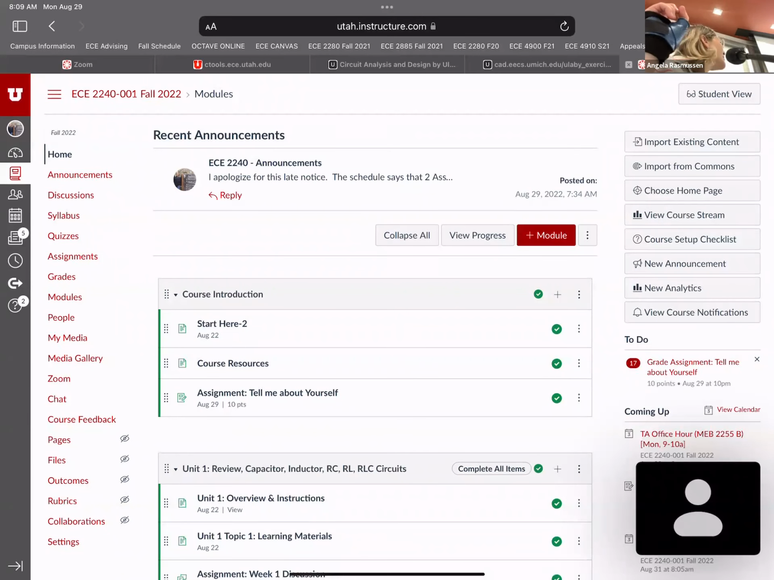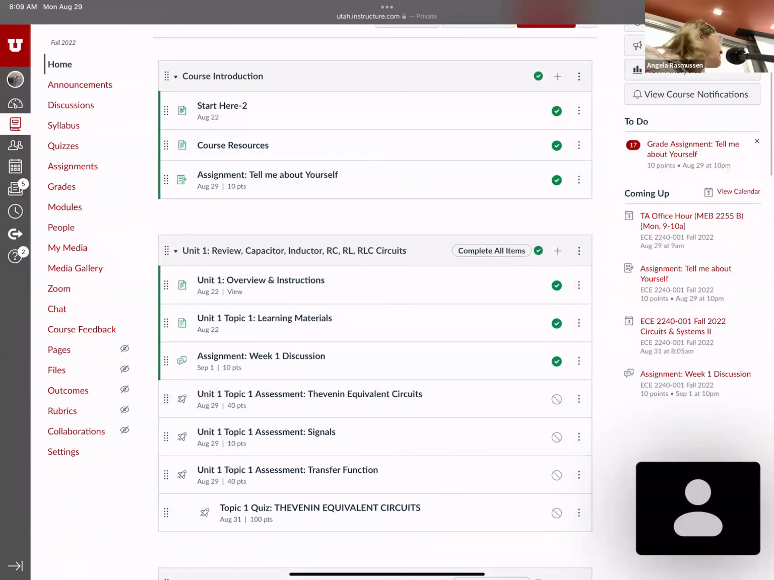When they're posted, they'll be published here, and you'll be able to see them, titled with the correct names. The assessments will be due any time before, I think it's either midnight or 10. I can't remember which one I put. Do you guys have a preference? Okay, by midnight. And then Friday, the quiz will become available at 8 a.m. until midnight, so anytime during the day on Friday you'll be able to take it.